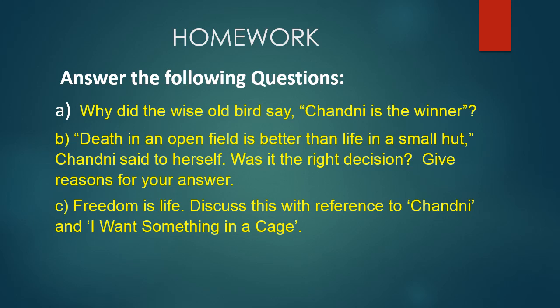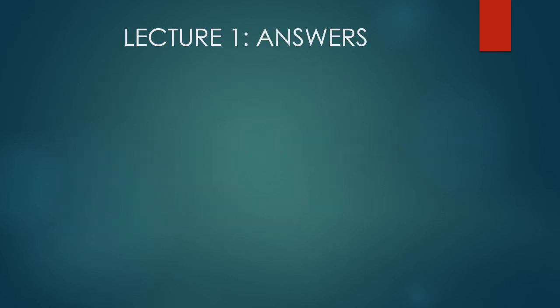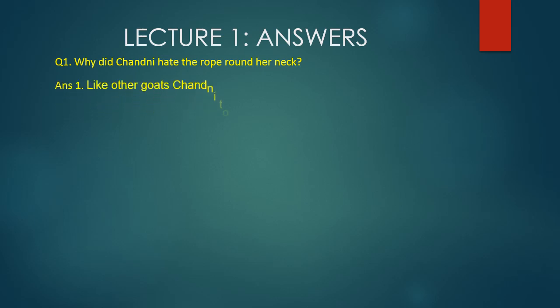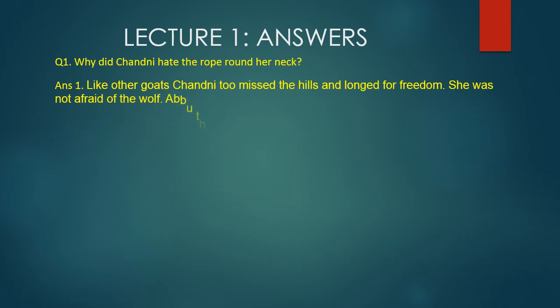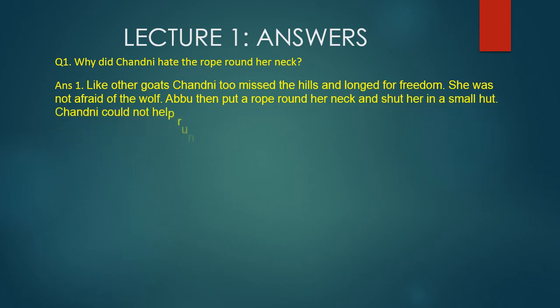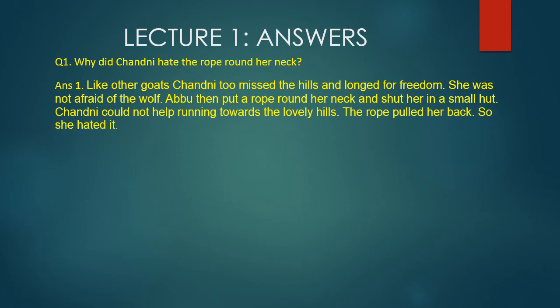Okay. Moving next. Lecture 1 answers. So I have written the answers. The first question was, why did Chandni hate the rope around her neck? And the answer is, like other goats, Chandni too missed the hills and longed for freedom. She was not afraid of the wolf. Abbu then put a rope round her neck and shut her in a small hut. Chandni could not help running towards the lovely hills. The rope pulled her back, so she hated it.